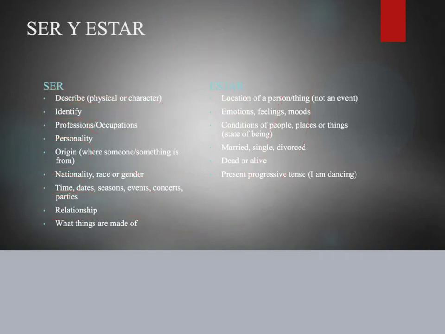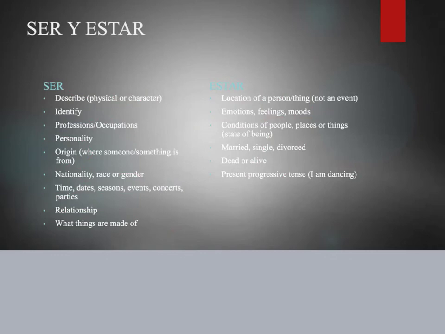Okay, and then to talk about the verb estar, we use estar to talk about the location of a person or a thing. So está en mi casa. Okay, not an event like we did with ser, so where does an event occur, but where is he? So él está en mi casa, his current location. Okay, we would also use it to describe emotions, feelings, or moods, conditions that might change. Okay, so ahora estoy feliz, pero mañana estoy mal.